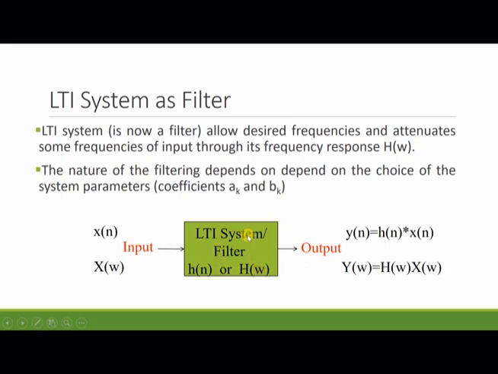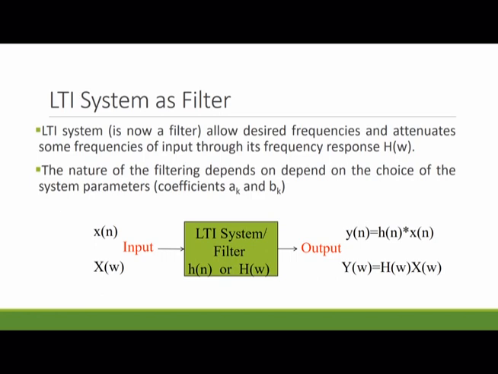So for this digital filter, an input in the time domain is x of n, a sequence of numbers, and the output is y of n, yet another sequence of numbers, wherein x of n, h of n and y of n are related to each other using a linear convolution operation. That means the response of the system is obtained by convolving an input with the impulse response of the system.